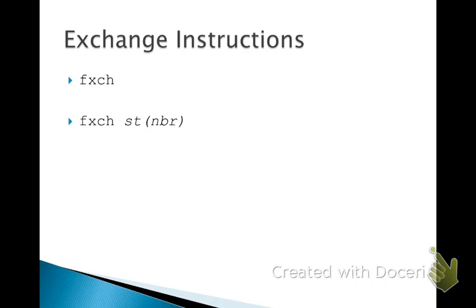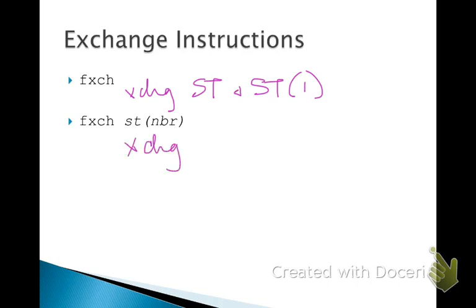What they do is, I've got two versions. F exchange, this has no operands at all, because what it's going to do is exchange stack top and stack top 1 automatically. Okay, so as you might suspect, the second one is going to exchange stack top and whichever of the stack registers are indicated in the instruction.